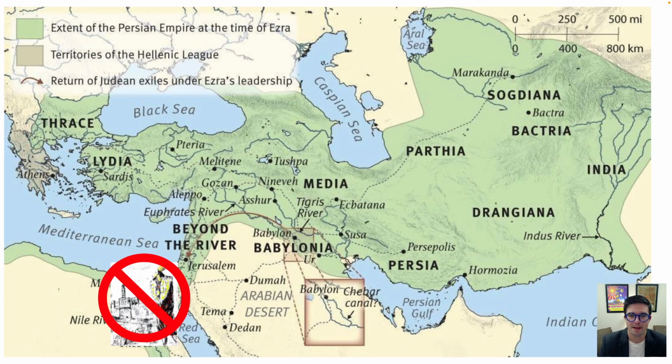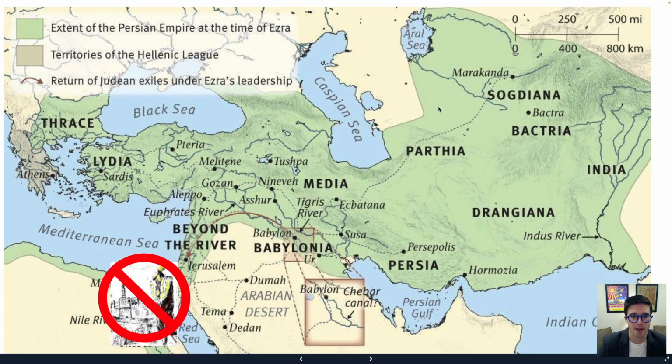And we have here a depiction of the expansion of the Persian Empire. So our area of interest is right here in Jerusalem. We can follow this line here. You see it says the return of Judean exiles under Ezra's leadership. So Ezra and Nehemiah are going to be two important figures related to the return from exile.